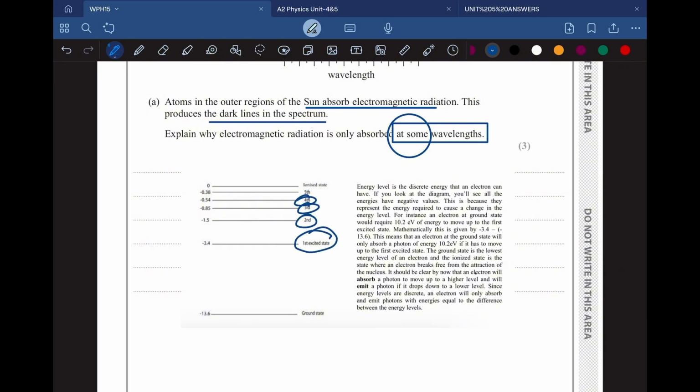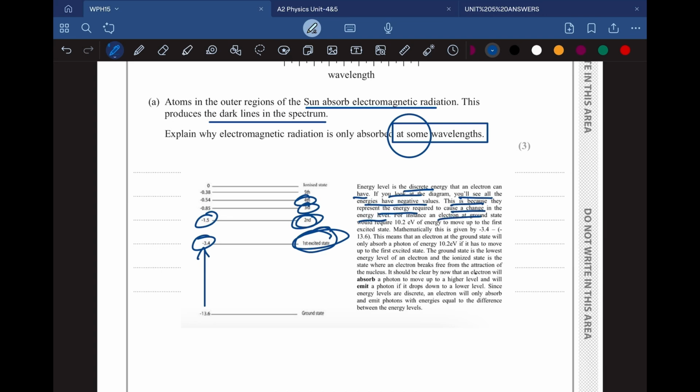Now, to jump from the ground state to the first excited state, you guys can read this one. Energy level is the discrete energy that an electron can have. So electrons have discrete energy levels: first, second, third, fourth, fifth, many different energy levels. If you look at the diagrams, you will see all the energies have negative values. Here all the values are negative. This is because they represent the energy required to cause a change in the energy level.